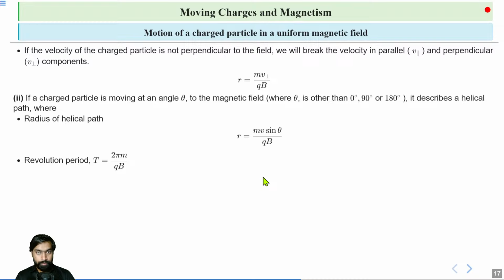If we talk about the revolution period, the time period to complete one full circle, one revolution around the helix, is T equal to 2 pi m divided by qB. Notice this time does not depend on the velocity or angle. It depends only on the magnetic field, the particle's mass and its charge. And if we talk about the frequency, frequency nu equal to qB divided by 2 pi m.